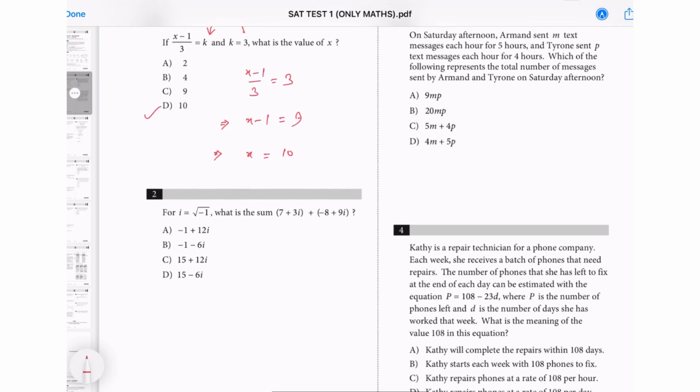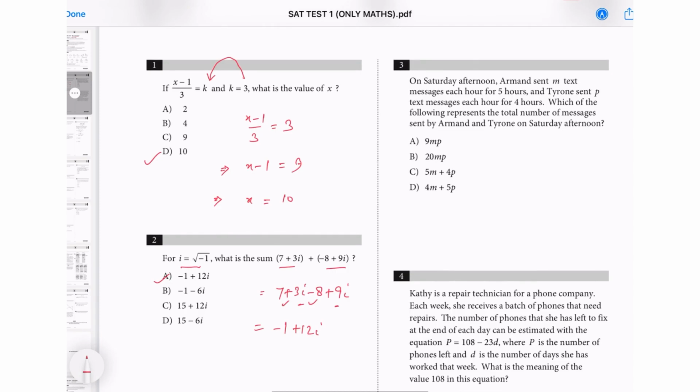Moving down to this, i equals under root of minus 1. Find the sum of this and this. See, here there is no use of under root of minus 1 because the options which are given are already in terms of i only. So let us open these brackets. 7 plus 3i and minus 8 plus 9i. So 7 minus 8 gives you minus 1 and 3i plus 9i gives you plus 12i. So the answer option is A.